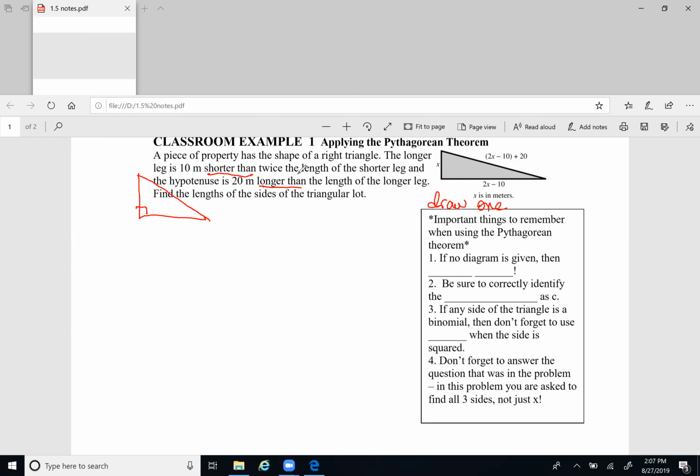If it's not the same side of the right triangle, then I want to try to order them to see this got compared to that, and that got compared to this bottom one. And whichever one would be at the end of the line, the starting point for the comparison, that's the one I want to call x. So if you look at this carefully, it tells us the longer leg is 10 meters shorter than twice the length of the shorter leg. So what I see is that the longer leg is getting compared to the shorter leg.